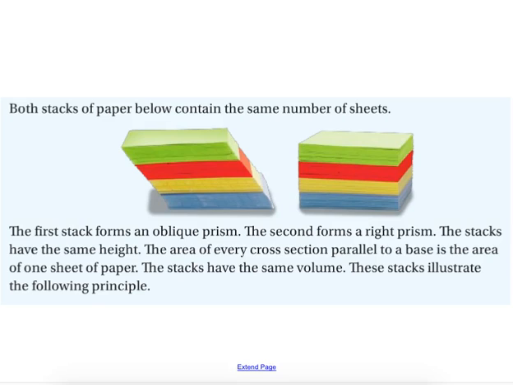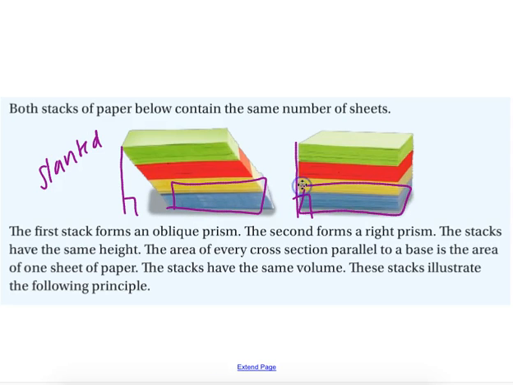This is just a picture to show you that it doesn't matter if you have a prism that is straight up and down or one that is oblique, aka slanted, as long as they have the same base dimensions and height, they have the exact same volume. It's just this guy right here is pushed over to its side. So the formula is still the same, everything's still the same, it's just kind of pushed over, whereas this one is straight up and down.